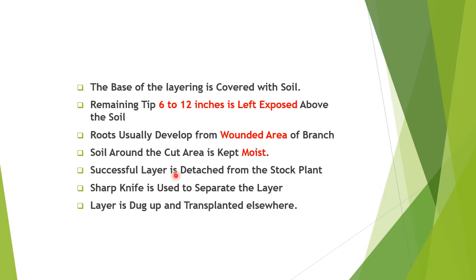And when you feel that rooting has taken place in a successful layer, it is detached from the parent plant with a sharp knife and separated, and the layer is dug up and transplanted elsewhere. So that means the lower branches are used for the formation of the plant.